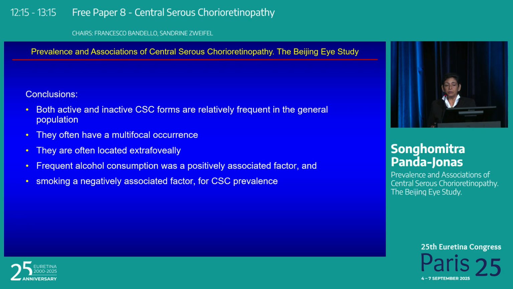In conclusion, both active and inactive CSC forms are relatively frequent in the general population. They often have a multifocal occurrence. They are often located extrafoveally. Frequent alcohol consumption was a positively associated factor, and smoking a negatively associated factor for CSC prevalence, which does not mean one should smoke. Thank you for your attention.